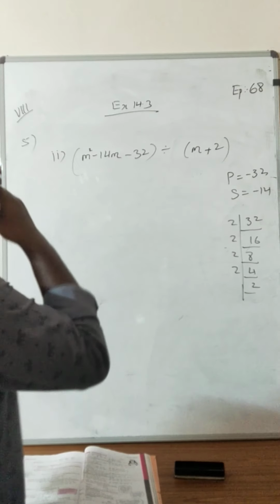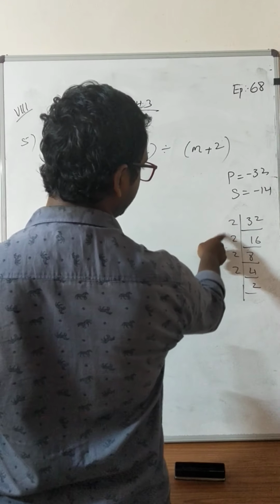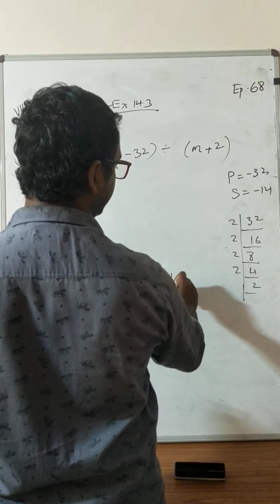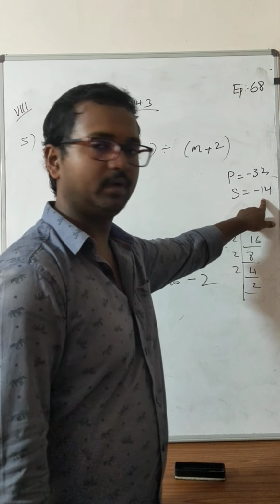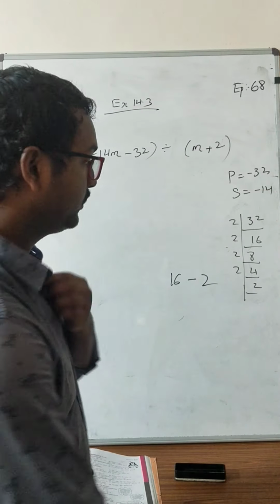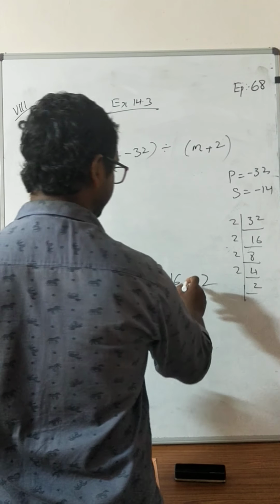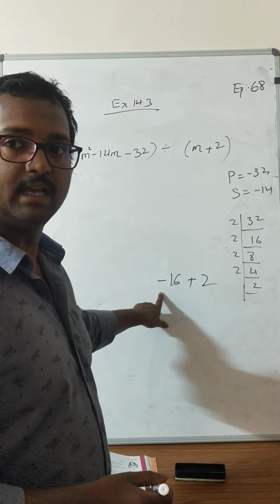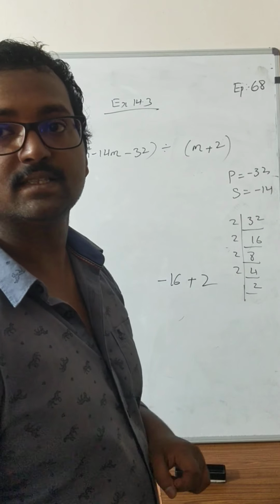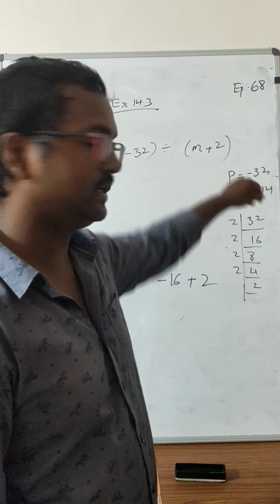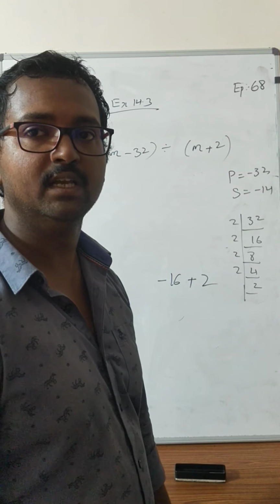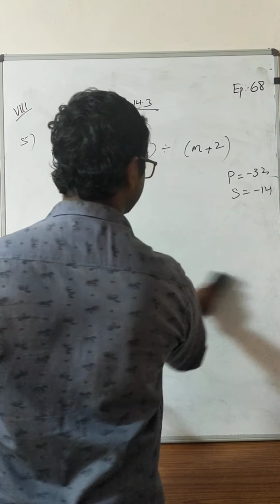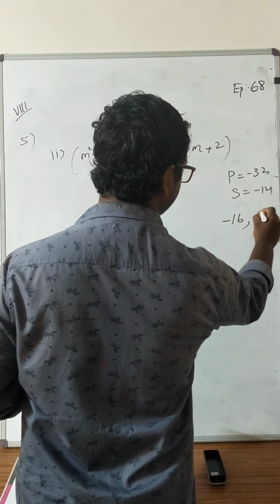Okay. Now, how can you make 14? See, 2 into 2, 4; 4 into 2, 8; 8 to 16. If we minus 2 from 16, we will get 14. But we want minus 14. To get minus 14, we will put the sign minus here and we will put the sign plus here. So minus 16 plus 2 is minus 14, and when we multiply, minus 16 into plus 2 is minus 32. So our answer is correct. The numbers we need to split the middle term are minus 16 and plus 2.